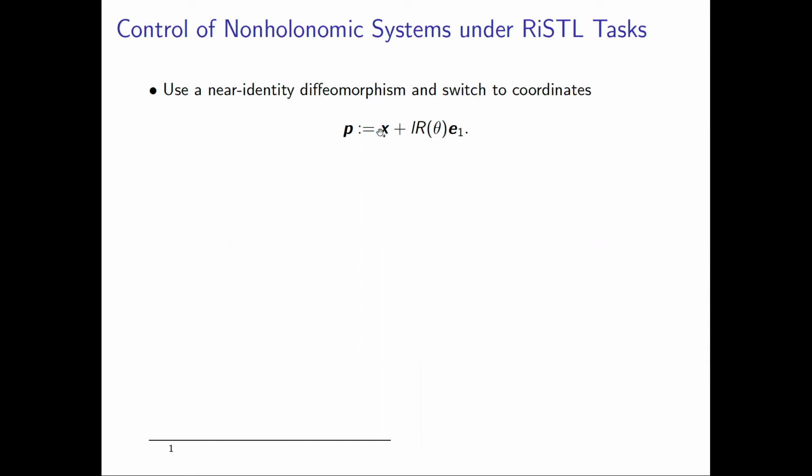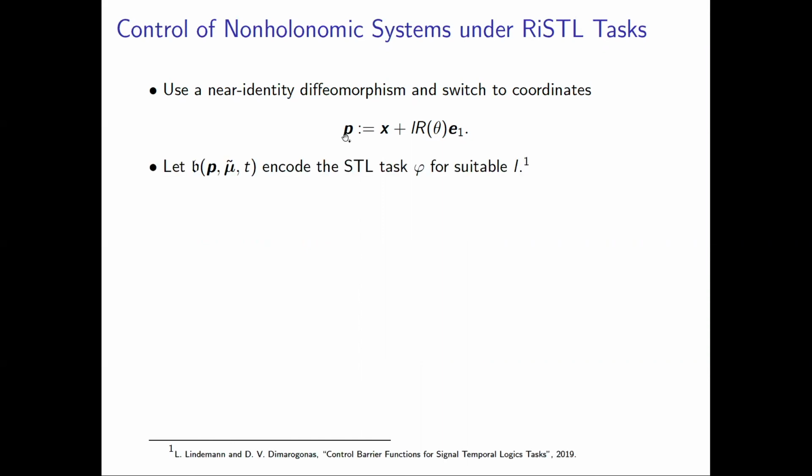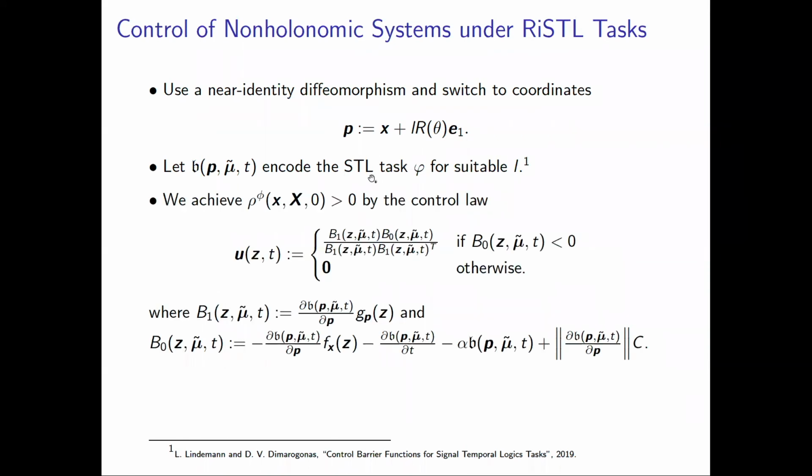Let us now briefly talk about the control design that is based on a near identity diffeomorphism that switches the position coordinates x into the transformed position coordinates p. What we then do is we encode the STL task varphi into the barrier function b based on our previous work that I'm referring to here, and we do so for a suitably selected L, where L is described in the paper. We then achieve that the quantitative semantics of the risk signal temporal task phi are lower bounded by 0 by this control law that is based on terms b1 and b0.